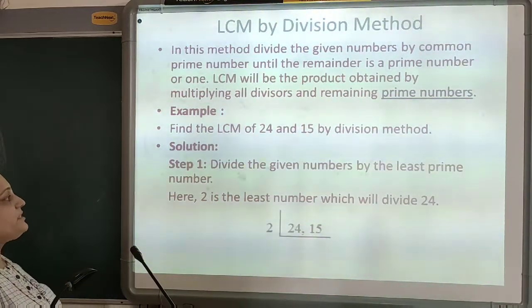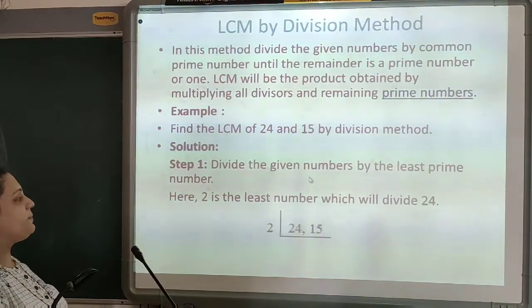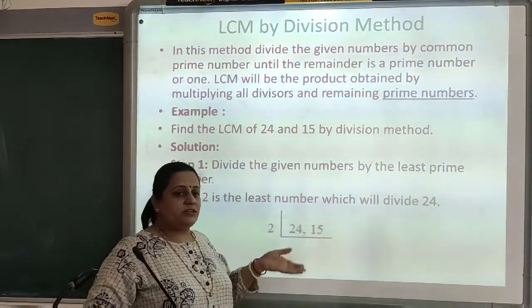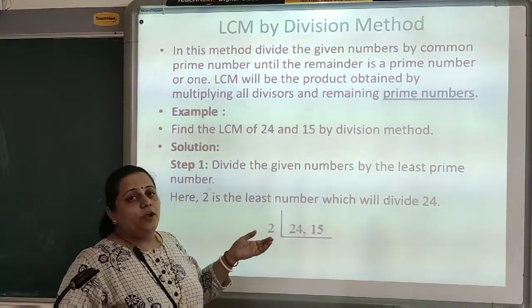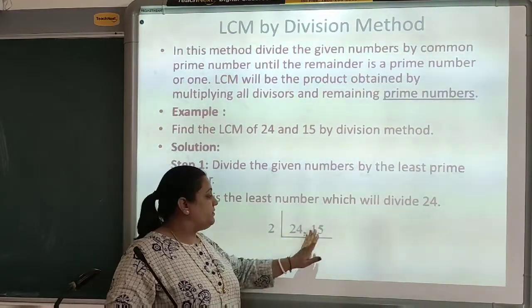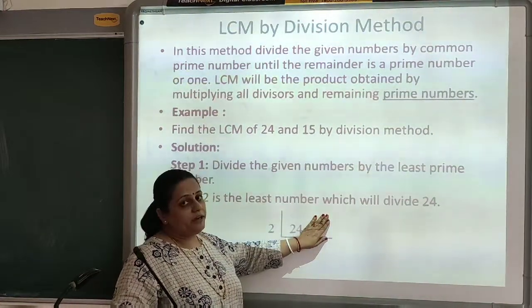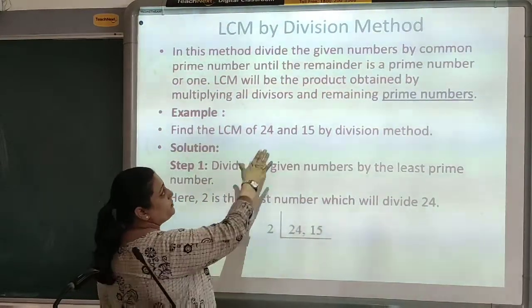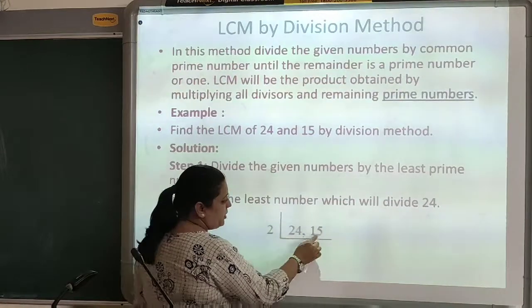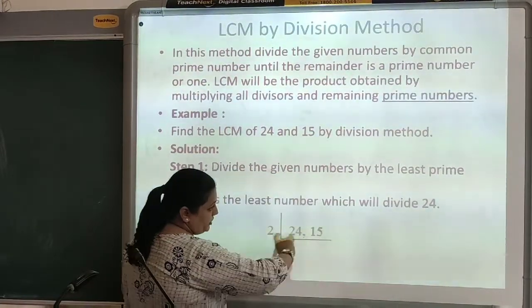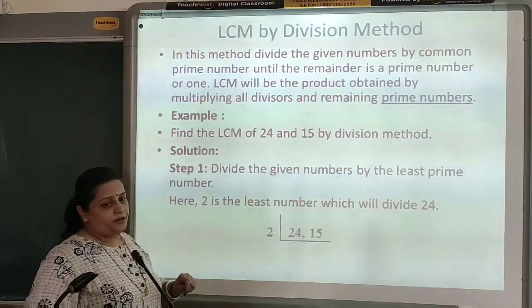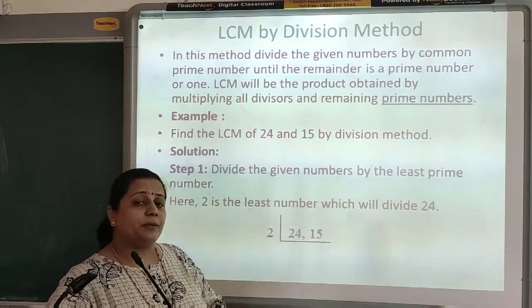Okay, so the first step is to divide the given numbers by the least prime number. Up to this class, class 3 and class 4, you have done the division of one number only, like 24 divided by 2 or 15 divided by 2. But now, whatever numbers you are given, two numbers or three numbers, you have to write them in one line only, and divide with the lowest prime factor. So what is our lowest prime number?